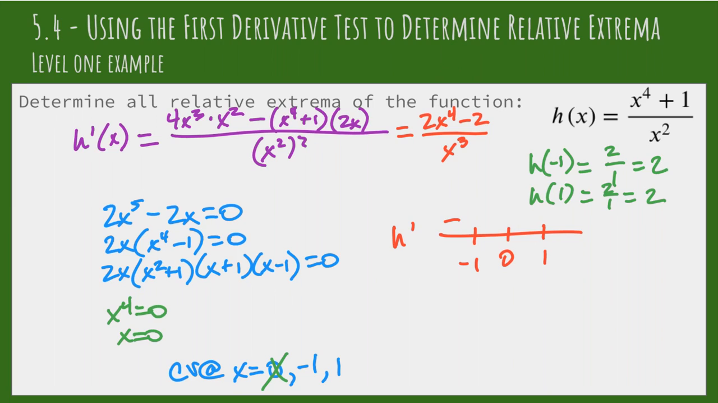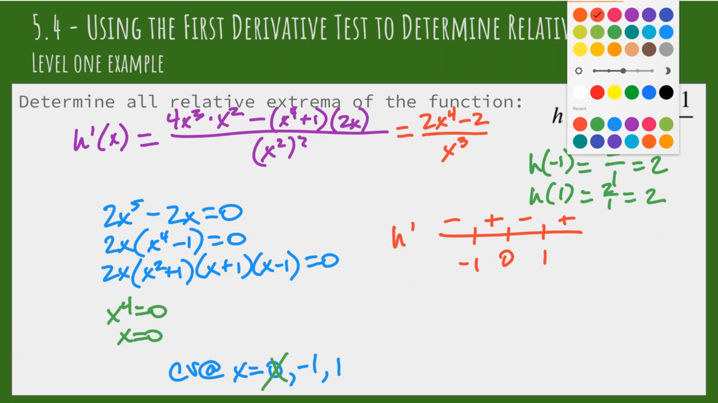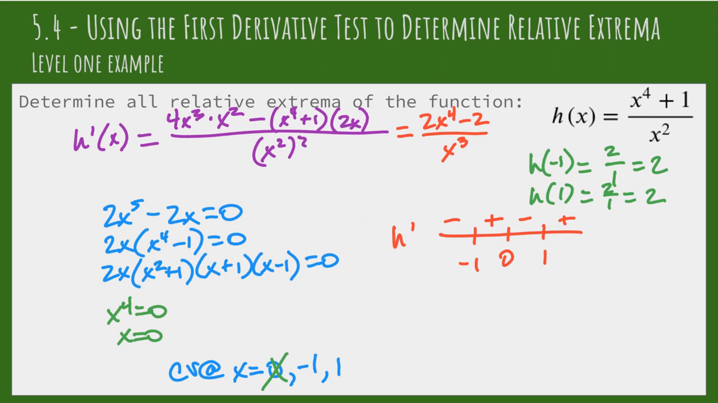Between -1 and 0, if we plugged in like -1/2, that's going to give us a negative on top, also a negative on the bottom, so we're going to get a positive. If we plug in a number like +1/2, we get a negative on top and a positive on the bottom, so that's negative. And then any big positive number is positive divided by positive, which is positive. So remember, we are not looking for a relative extreme at 0 because that was not a critical value. So we're only going to get relative extrema at -1 and +1. So we do have sign changes there at those two critical values.